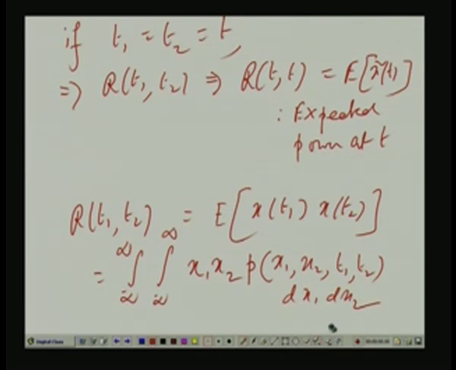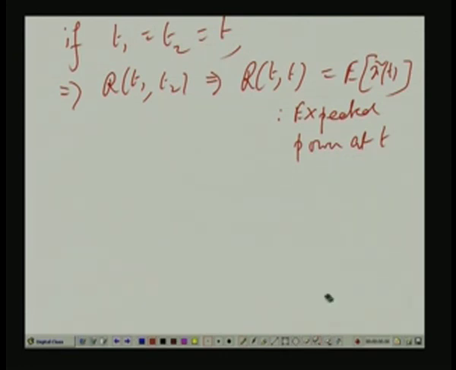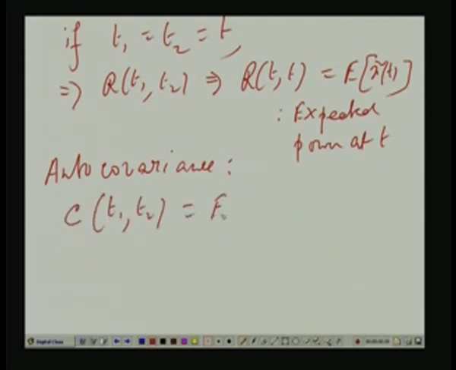In a similar manner, you can define the cross autocovariance C, which is nothing but x of t1, this random variable, minus its mean, times, again I am doing it for the real valued case. In the complex case we will generalize, we will bring in some conjugation and all that.